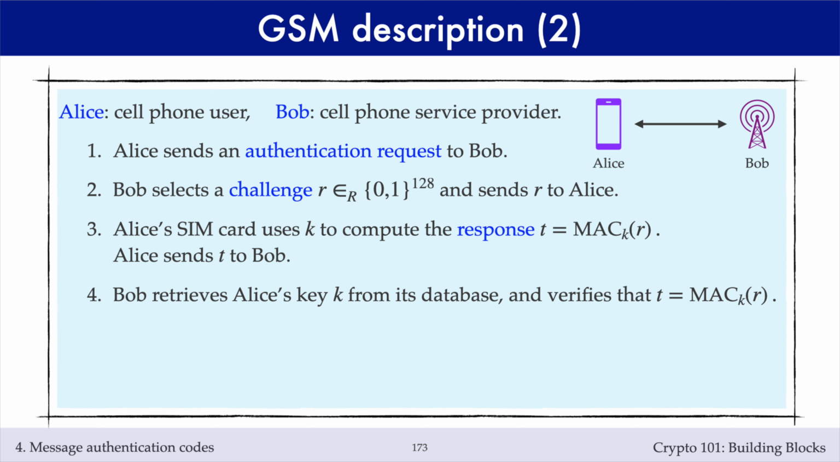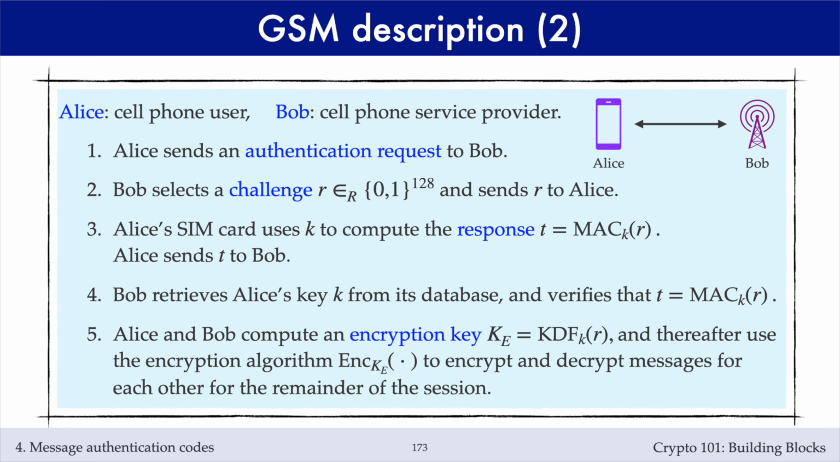Note that Bob selects a new random challenge for each communications session with Alice. Thus, an eavesdropper who captures a challenge R and Alice's response T is unable to use this response in the future in order to impersonate Alice. And this is because in that communication session, the challenge will most likely be different. And so the use of a random challenge avoids replay attacks.